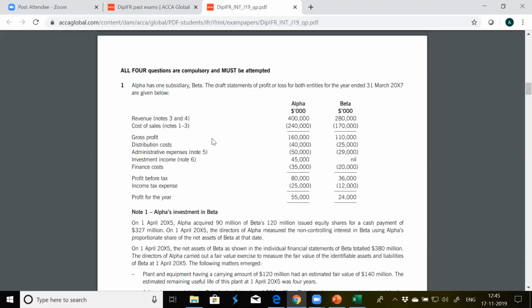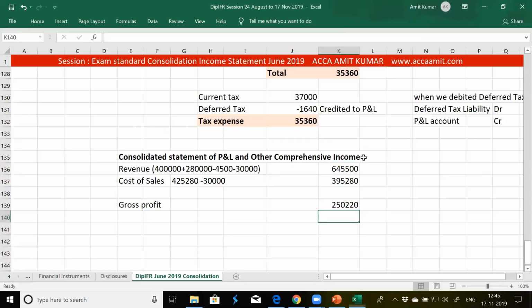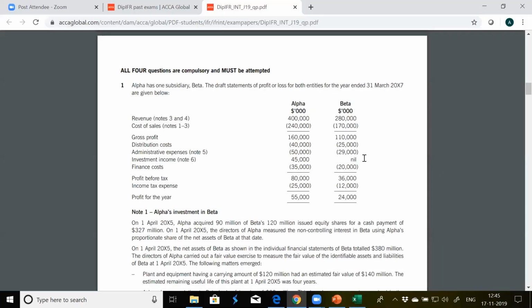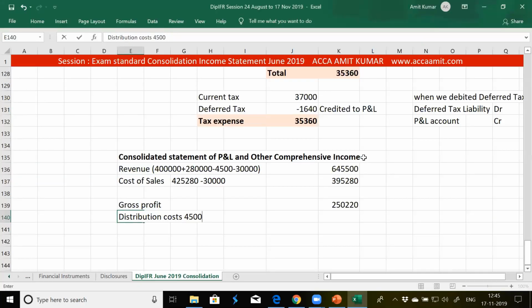Then there is distribution cost. This is 45,000 plus 40,000 plus 25,000. Distribution cost, 45,000 plus 40,000 plus 25,000, 65,000.